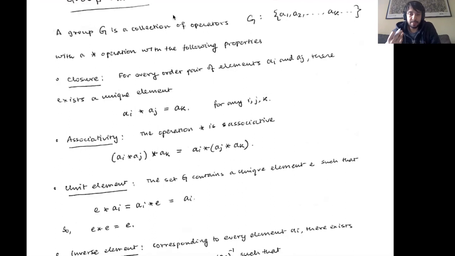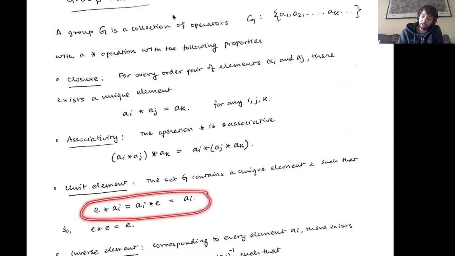Then there's going to be a unit element. Every set G is going to contain a unique element E, such that E starred with any member ai, equivalently ai starred with E, gives you back ai. This is what is called the identity element or the unit element. And it also follows that E star E is also going to be equal to E.